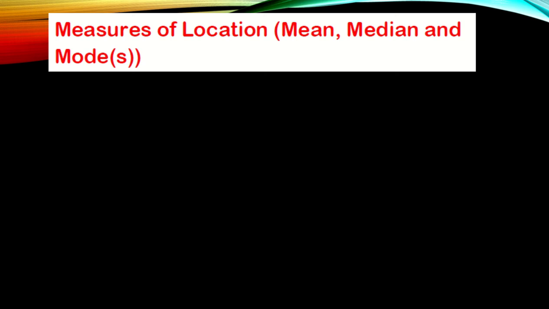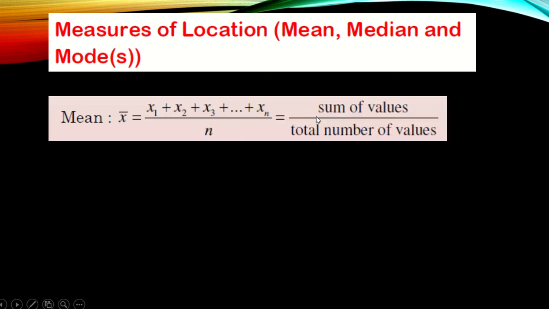So let us see one by one what the mean is and how to find it, and then the median and mode. Mean is actually the average of the given data. We can add all the data, then divide by the total number, as you see here in the formula. The mean is equal to the sum of every data value divided by the total.